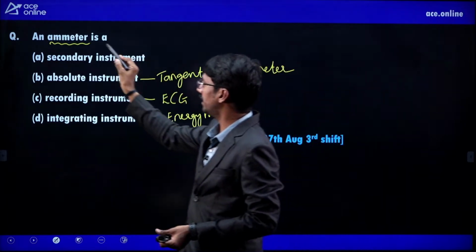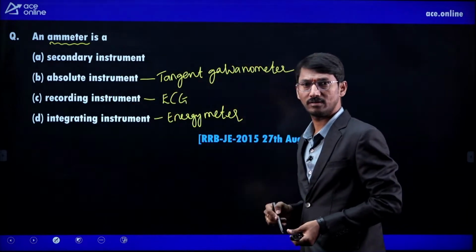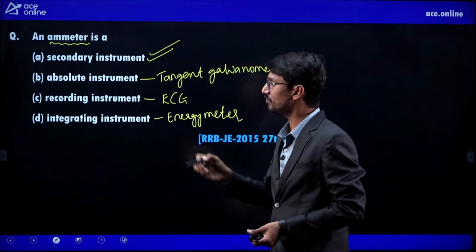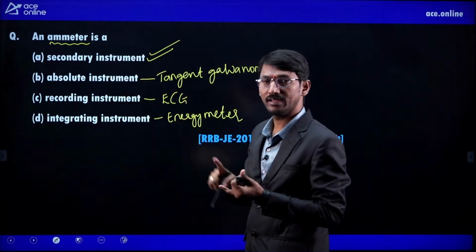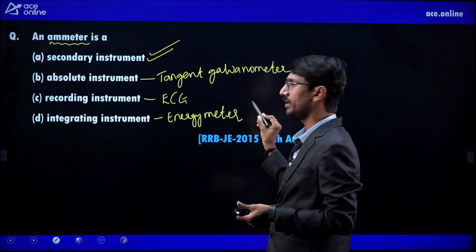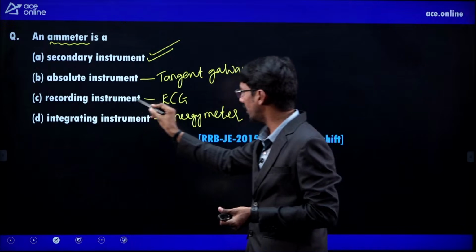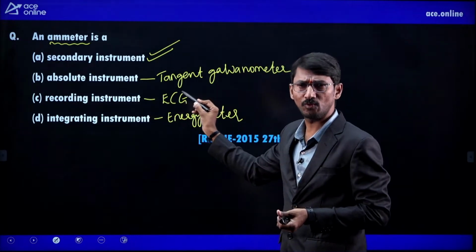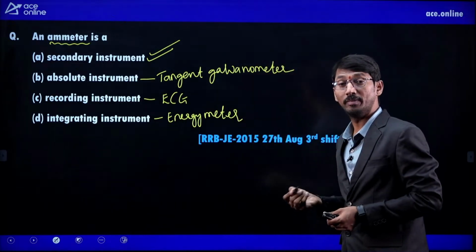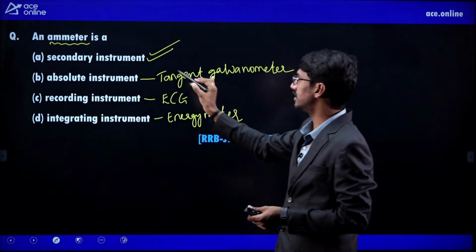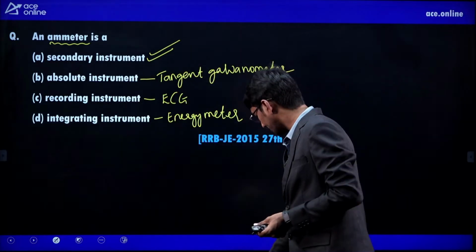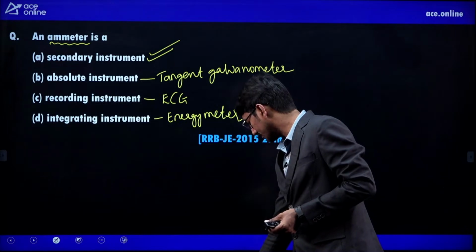Now, ammeter is, so which is the optimum possible one? Simply secondary instruments. Actually speaking, in the secondary, indicating, recording, integrating will be there, but integrating means energy meter, recording instrument means ECG or load flow analyzer, etc., and absolute means tangent galvanometer. Based on the available options, this is the appropriate one. So secondary we can say. Very good.